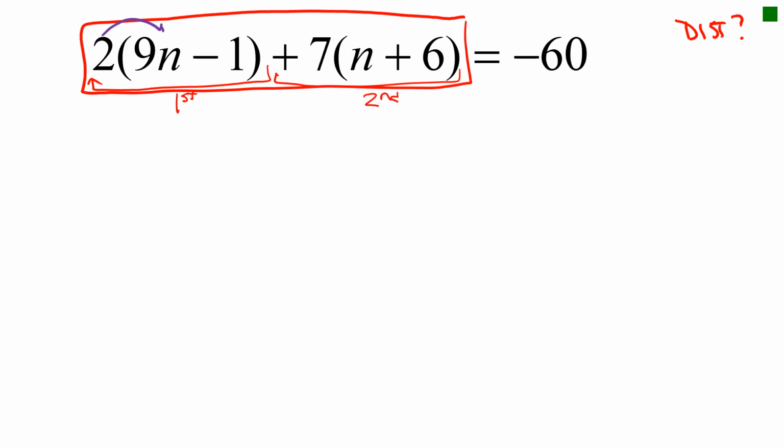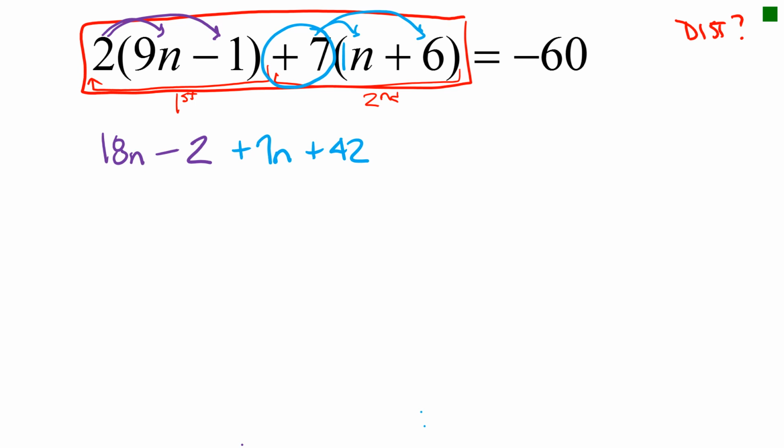I'm going to take 2 times 9n, that's 18n. I'm going to take 2 times negative 1, that's negative 2. I'm going to take positive 7, remember you take the sign with it, times what's in front of that n? An invisible 1. So positive 7 times 1n is plus 7n, and a positive 7 times a positive 6 is plus 42. And then all that equals negative 60.